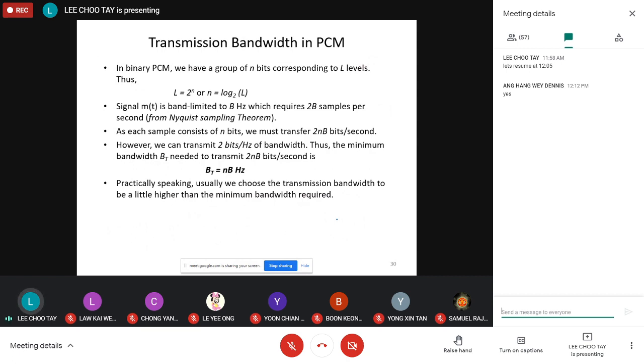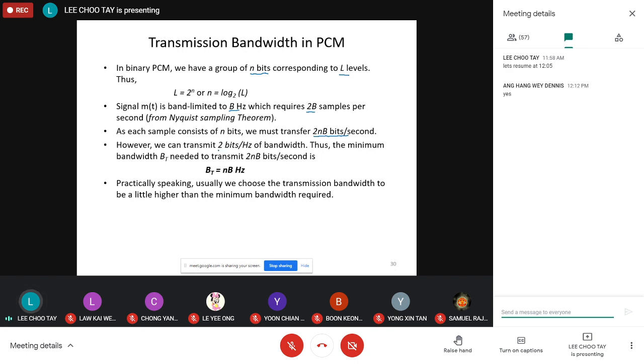Okay, so again, this slide talks a bit more about the transmission bandwidth. Here we have n bits for each sample, and these n bits correspond to L levels. If our signal is band limited to B hertz, we sample at 2B per second. Each sample consists of n bits, so we must transmit 2nB bits per second, where B is the bandwidth of our baseband signal or the analog signal.